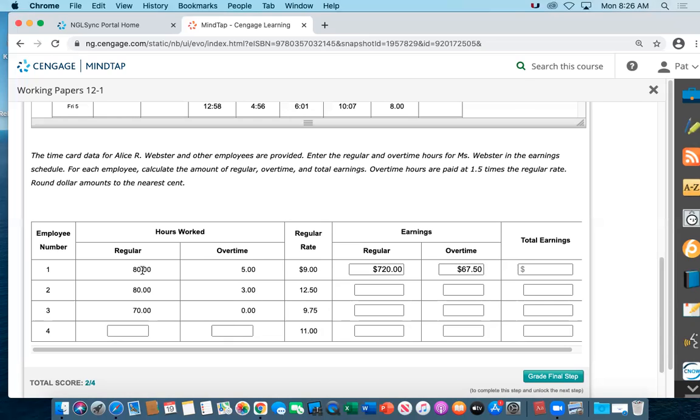This is just the pay, $9 times the hours, 80. Overtime is the pay, 9 times 1.5. 13.50 is the number that you get paid per hour times those 5 hours. So we add those up, you get 787.50. Are we okay with employee number 1? Doesn't sound like we have too many issues. All right, we got 80 times 12.50. That's nice. That's an even grand.